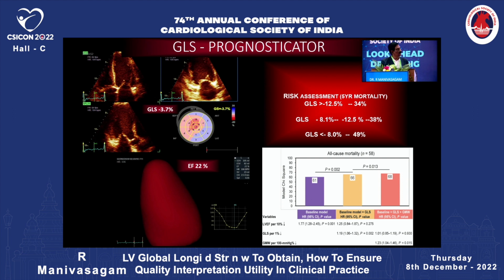Lastly, the global longitudinal strain plays an important role as a prognosticator apart from ejection fraction.